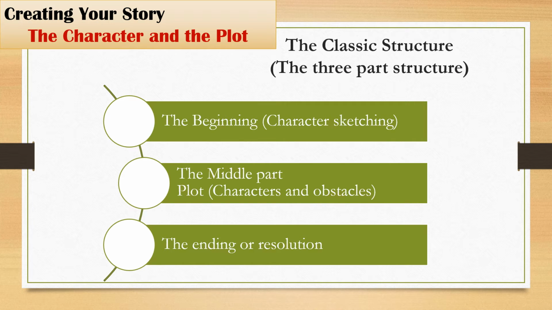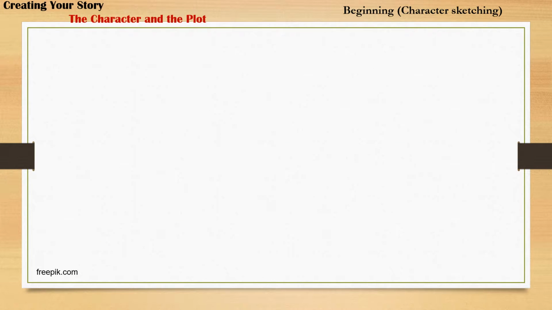The standard approach to writing a story is a three-part structure where you already have a definite beginning, middle, and end in mind. The beginning or introduction is usually where the main character is revealed. You must be able to convey the character's essence because this will move the story forward. This is called character sketching. The beginning or the character sketching consists of the following.